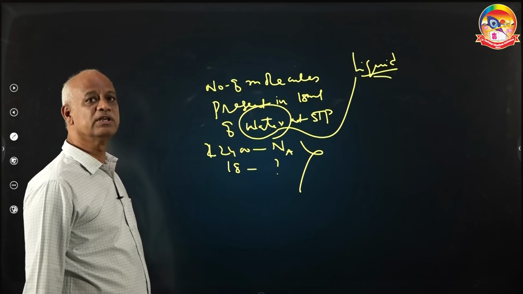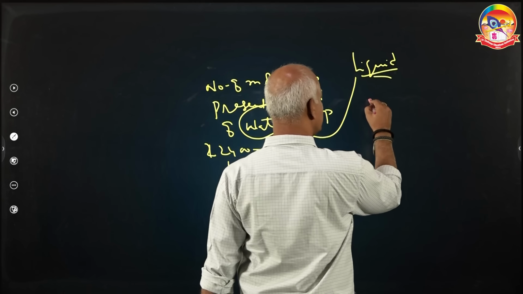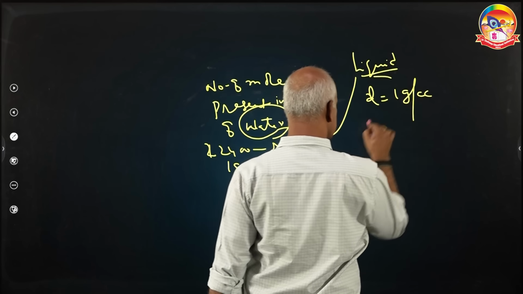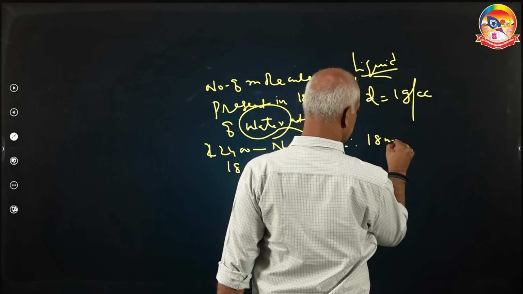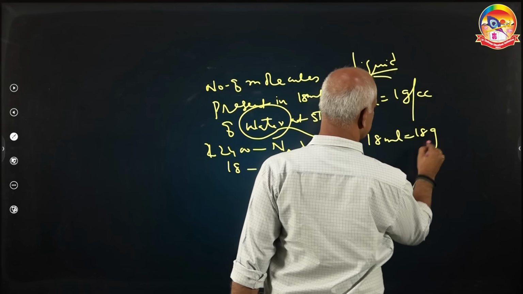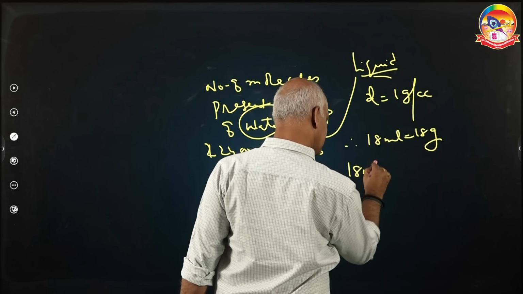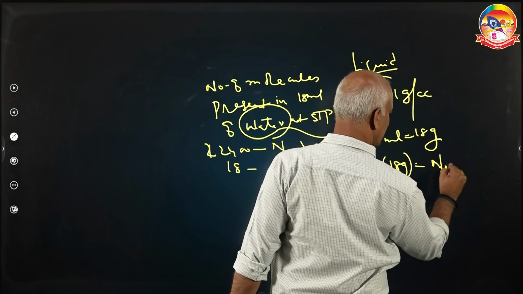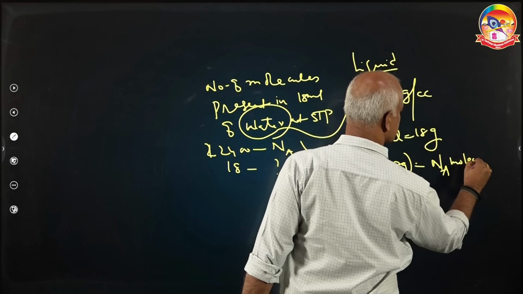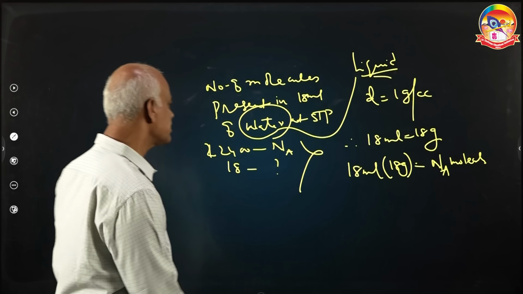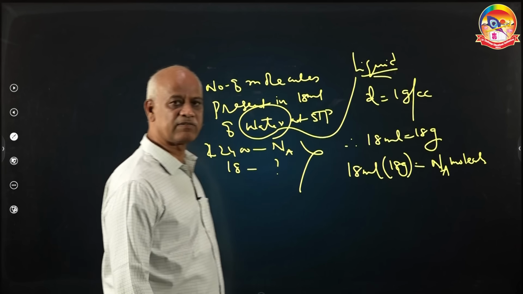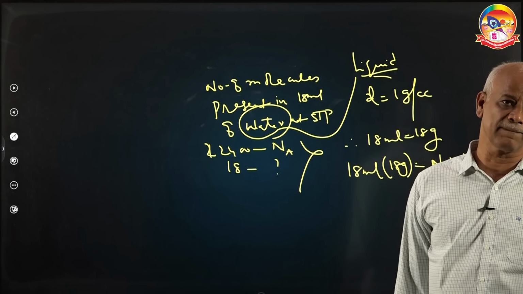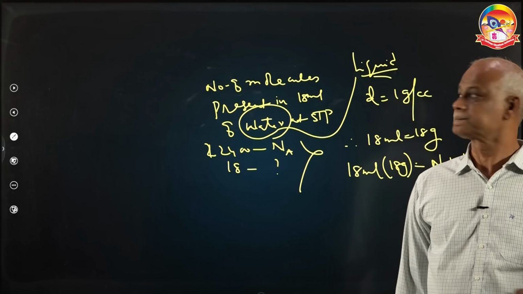Then how to do it? For water, you know density is equal to 1 gram per cc. Therefore, 18 ml is equal to 18 grams. So 18 ml or 18 grams contain Na molecules. So the number of molecules in 18 ml of water will be equivalent to Na molecules. This is another important type of problem.